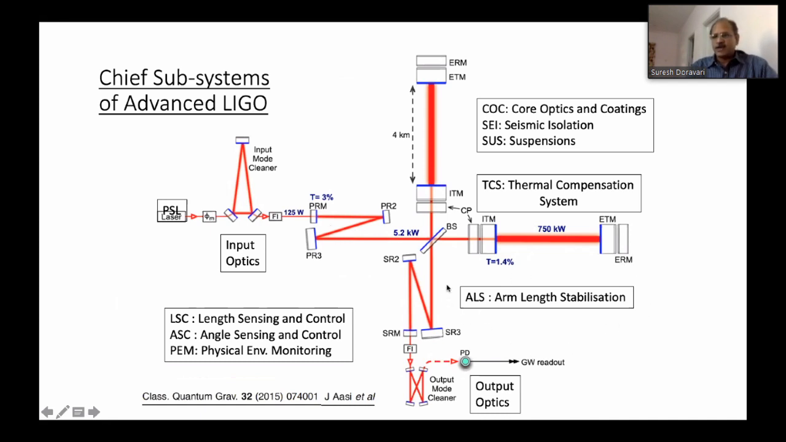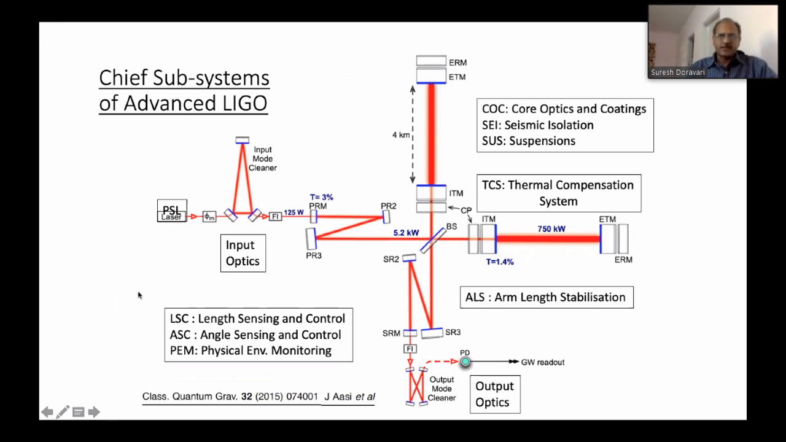These very long arms need to be brought into resonance with the laser light. That means the initial motion of these arms, the fluctuation in the arms, has to be less than a nanometer. So bringing the arms into resonance and making them quiet requires an initial stabilization system called the arm length stabilization. Then there are output optics and input optics. These are all subsystems that people work in.